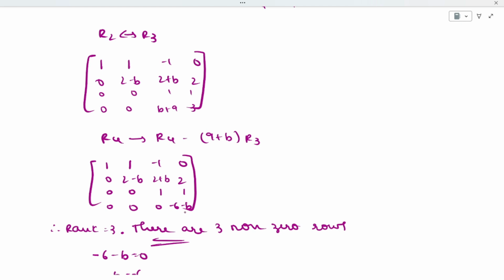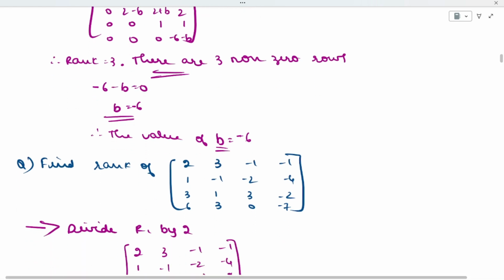Now you cannot make this 0 anywhere because no common terms are there, no b anywhere. So the rank will be 3. Next, minus 6 minus b is equal to 0. If you solve, the value of b will be minus 6. Now we got the value of b, that is minus 6. You write the value of b is equal to minus 6.